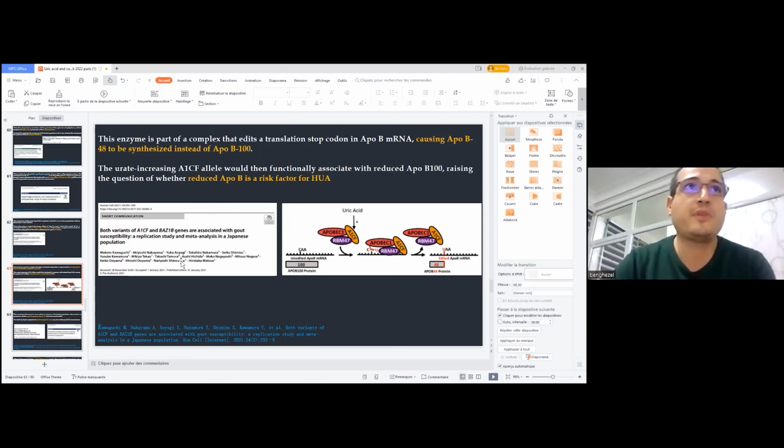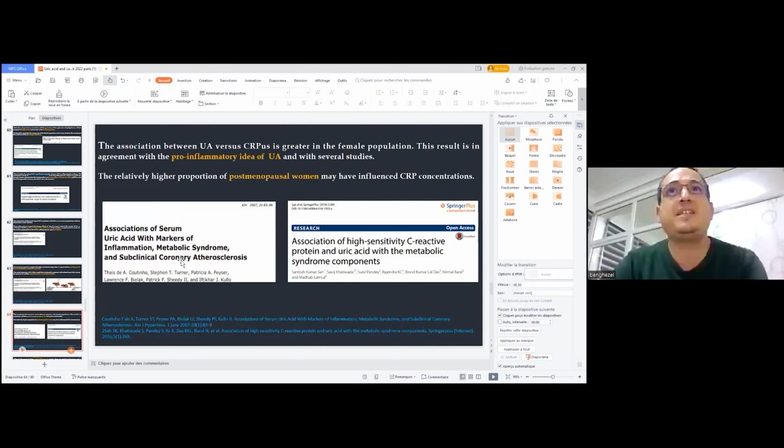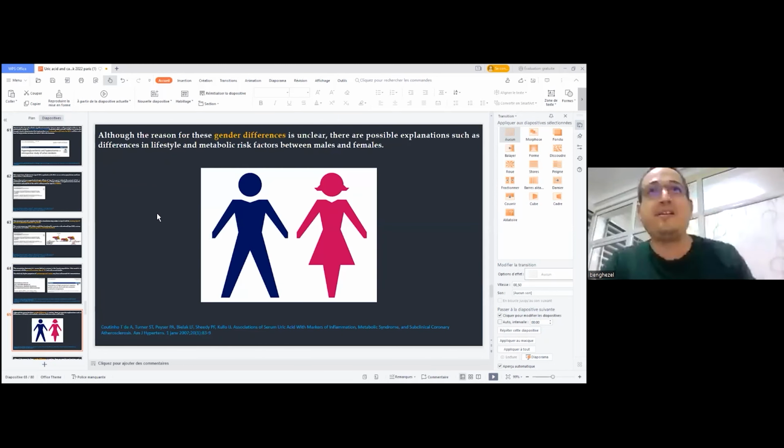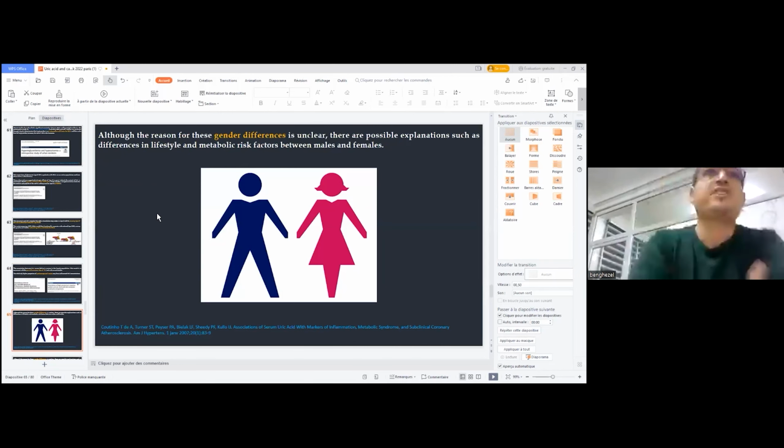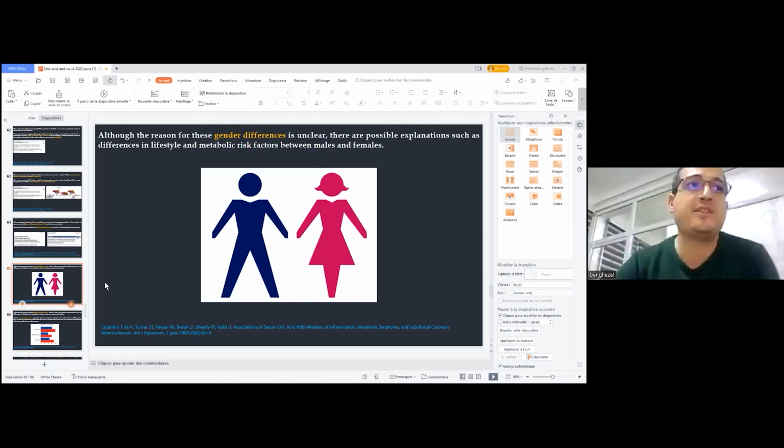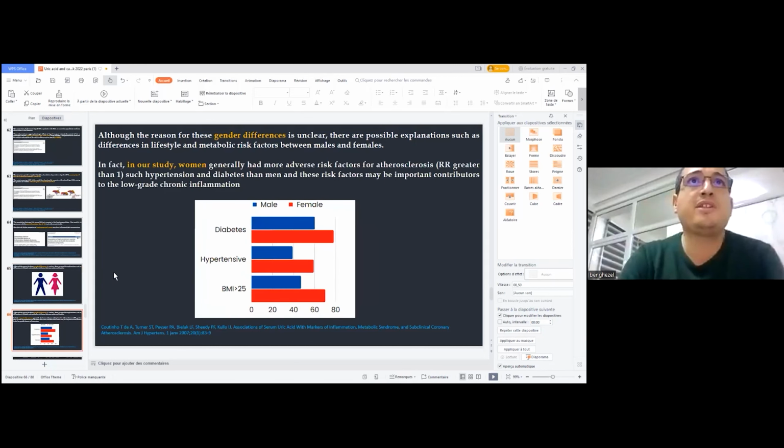The association between uric acid and CRP is important in the female population. This result is in agreement with the pro-inflammatory idea of uric acid. The relatively higher proportion of postmenopausal women may have influenced CRP concentrations. Although the reason for the gender differences is unclear, there are possible explanations, such as differences in lifestyle and metabolic risk factors between males and females.